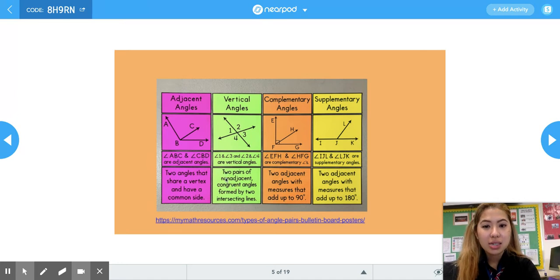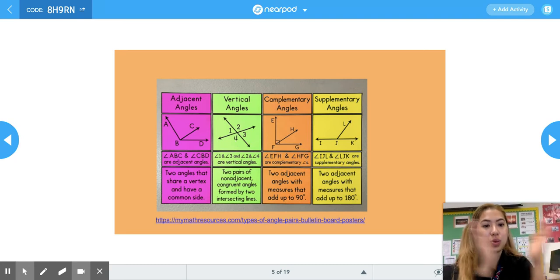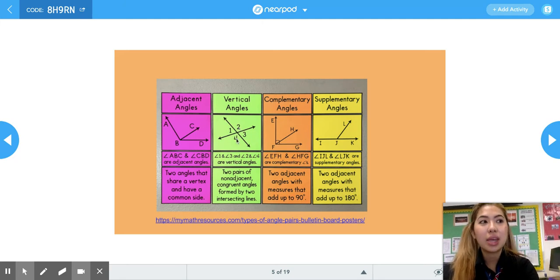and the exact definition is 2 pairs of non-adjacent, so they're not touching, congruent angles, congruent meaning that they're the same angle, the angle measurement is the same, formed by 2 intersecting lines. So for example, angles 2 and 4 are vertical angles because they don't share a side, they're not adjacent to each other, and they have the same angle measurement. And then angles 1 and 3 are also vertical angles.